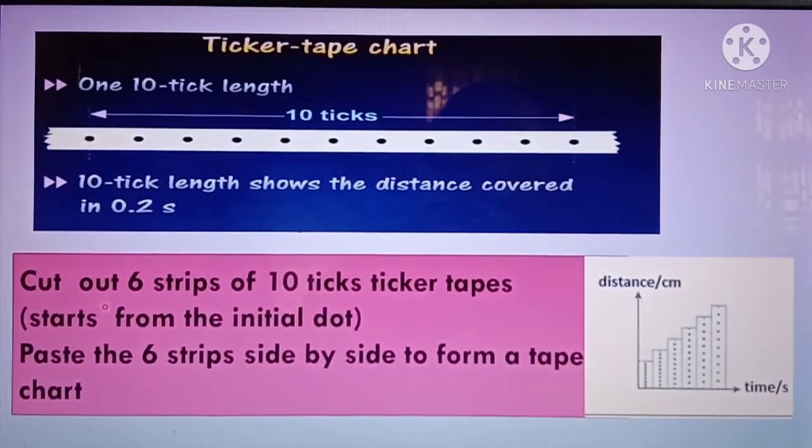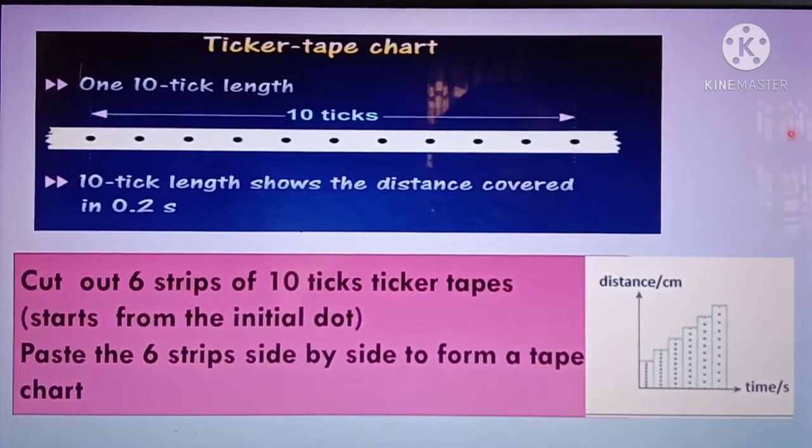Okay, look at how we produce a ticker tape chart. Let's say we have a very long ticker tape produced from the activity, maybe consisting of more than 50 ticks. So actually from the ticker tape that is produced, we can make a tape chart. How to make a tape chart? What we do is cut out 6 strips of 10 ticks ticker tape. You just count from the initial point. You can cut exactly on the dots. And then you count 10 ticks, you cut, you get the first strip. And then you continue to cut another 10 ticks. Continue until you get 6 strips.